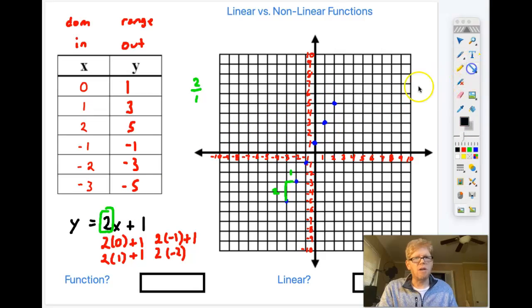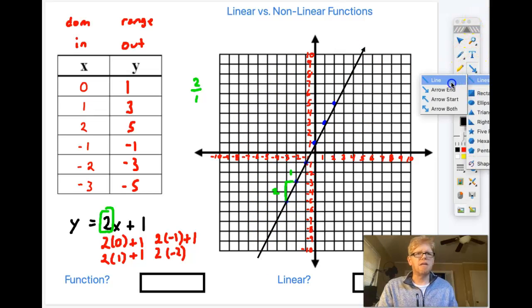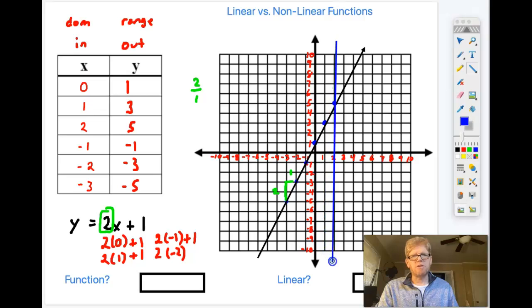We can draw our line, and that's our line. We know this is a linear function. We know it's a function because if we were to do a vertical line test, if we were to take a line and draw it through at any point on here, then we would get it only touching at one point. So here's a straight line.